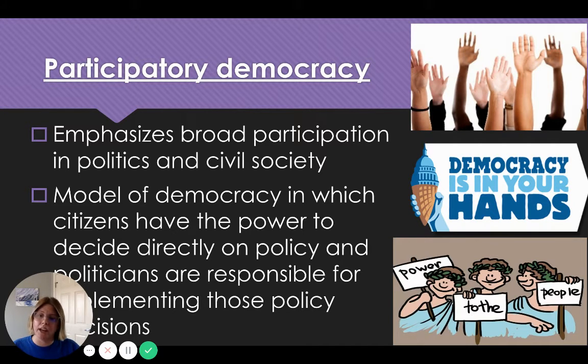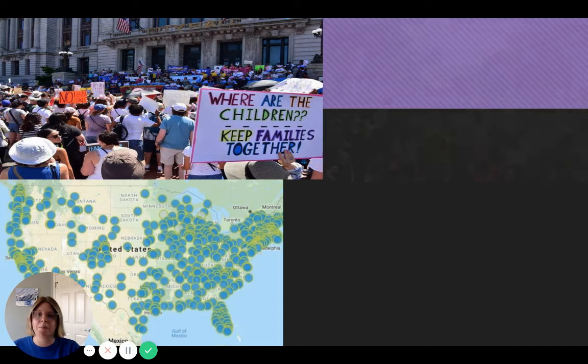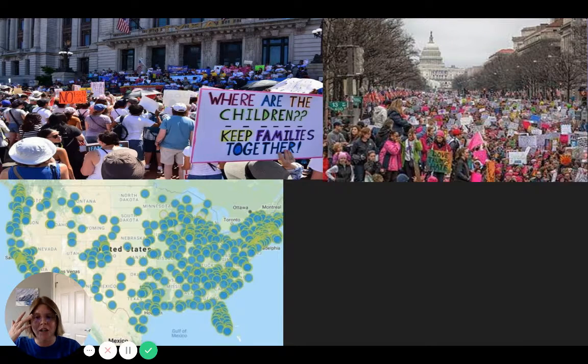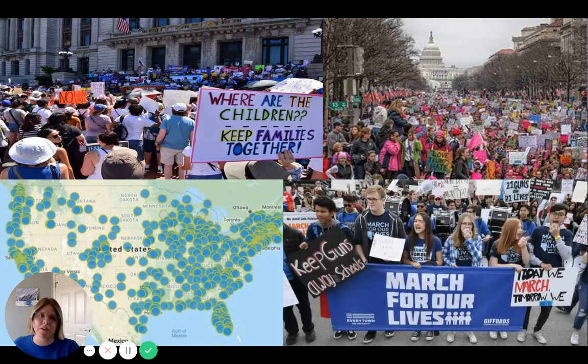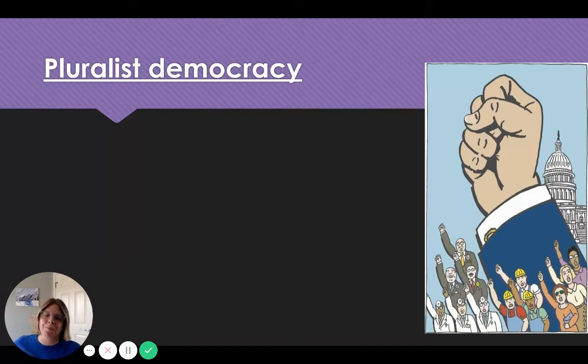So lots of voting, and other examples of it are when we see protests, when we see marches. That's all examples of participatory democracy. That's the people basically saying, we want to participate and we want to let our voice be heard, and we want our policy actions to be taken seriously, basically, and our recommendations to be taken seriously.